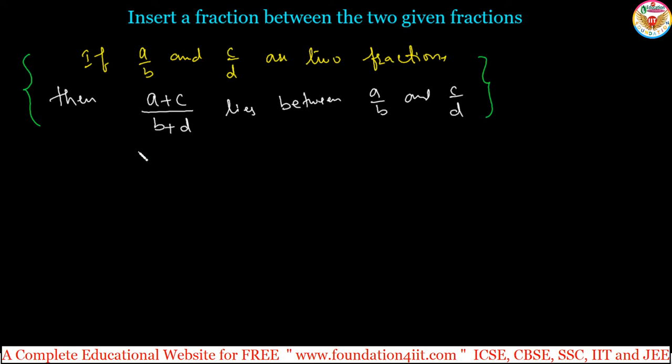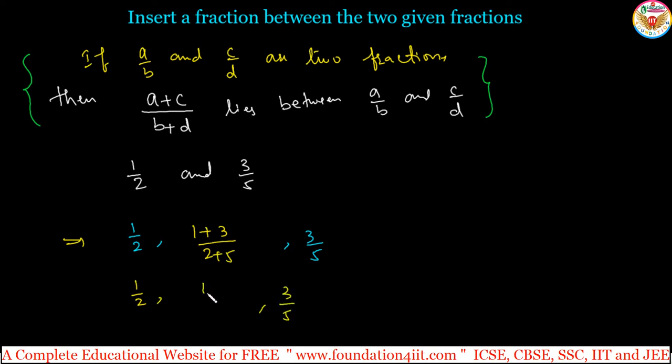So let us take one example. Insert one fraction between 1 by 2 and 3 by 5. In between them, another fraction is 1 plus 3 by 2 plus 5: numerators addition divided by denominators addition. We can simplify: 1 plus 3 is 4, 2 plus 5 is 7. So 4 by 7 is exactly in between 1 by 2 and 3 by 5.